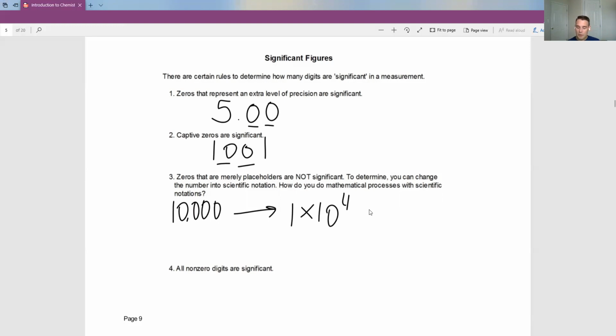If you do need help with scientific notation, go back to the presentation page and there will be a video or a link for you to look at to go over scientific notation. And finally, all non-zero digits are significant. Okay, so if it's not a 0, it's an important number.